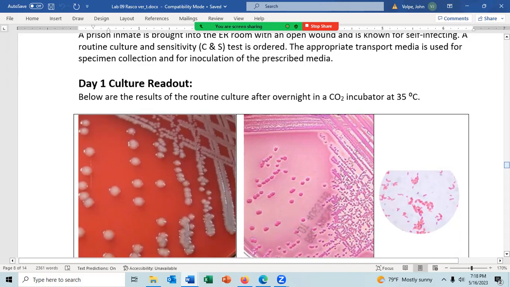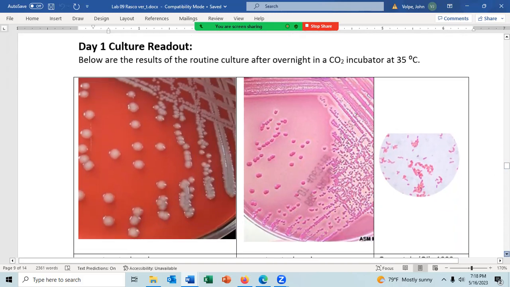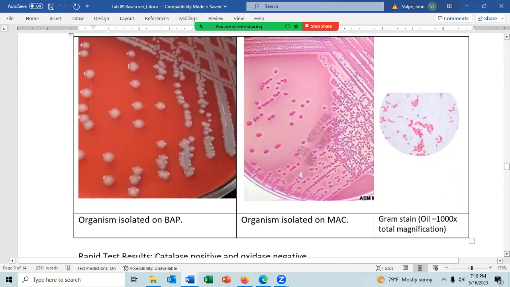Here are the results. This is a blood agar test, and you can see the hemolysis of the blood in this picture, and then the routine tests. The bacteria were then isolated from a colony, grown on a Mac plate, and you can see the results of the Mac plate here. That tells you some information.